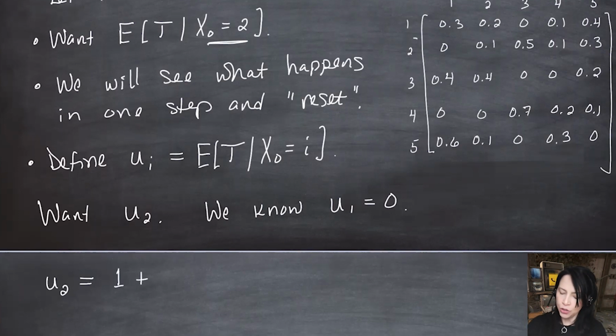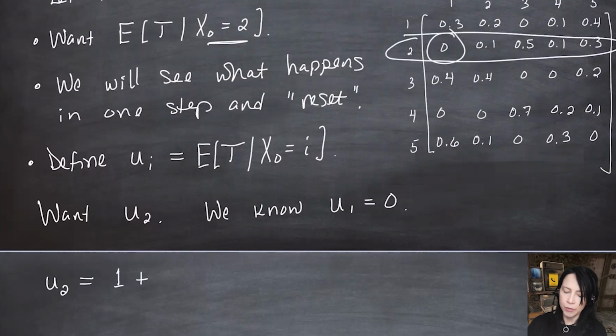Now I'm going to look at the 2 row of the matrix, and you'll notice that I can't go from 2 to 1. So the next option is to go from 2 to 2. So I'm going to say 1 plus, with probability 0.1, I go to 2. And now I have to start counting all over, starting from 2. So that's going to be the expected number of steps starting from 2 to hit state 1, and we call that u2. So I already have that 1 step counted, and then I've kind of reset time.